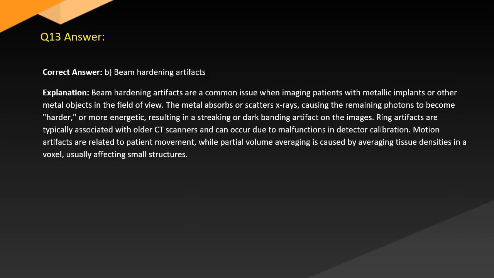Answer. Correct answer: B. Beam hardening artifacts. Explanation. Beam hardening artifacts are a common issue when imaging patients with metallic implants or other metal objects in the field of view. The metal absorbs or scatters X-rays, causing the remaining photons to become harder, or more energetic, resulting in a streaking or dark banding artifact on the images. Ring artifacts are typically associated with older CT scanners and can occur due to malfunctions in detector calibration. Motion artifacts are related to patient movement, while partial volume averaging is caused by averaging tissue densities in a voxel, usually affecting small structures.